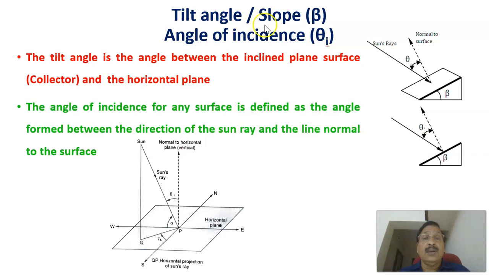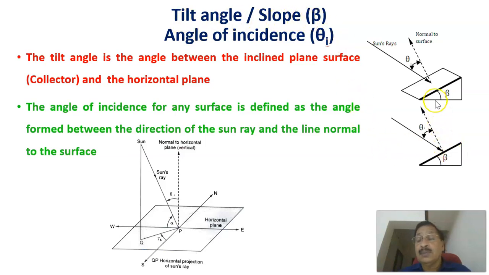Now let us see tilt angle, or slope, beta, and then we will see the angle of incidence. Let us see beta first. This is the horizontal plane, and this is a tilted, inclined plane, making an angle beta with respect to the horizontal. Therefore, the angle made by the inclined plane with respect to the horizontal we call the tilt angle beta. The tilt angle is the angle between the inclined surface, the solar radiation collector, and the horizontal plane. This angle we call the tilt angle, or slope.